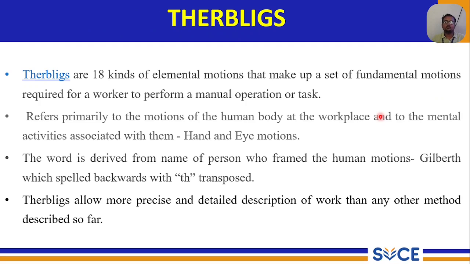Now we'll see the most important topic of Unit 2, which is therbligs, because therbligs are the key important aspect through which you'll be able to measure the motion or the ergonomics of the worker. There are basically 18 kinds of elemental motions. These elemental motions have been framed by studying a number of cases, through which it has been identified that any worker who is doing any type of job, be it in manufacturing or service-related sectors, a worker who is involved in any process will obviously use these 18 kinds of elemental motions during the entire operation.